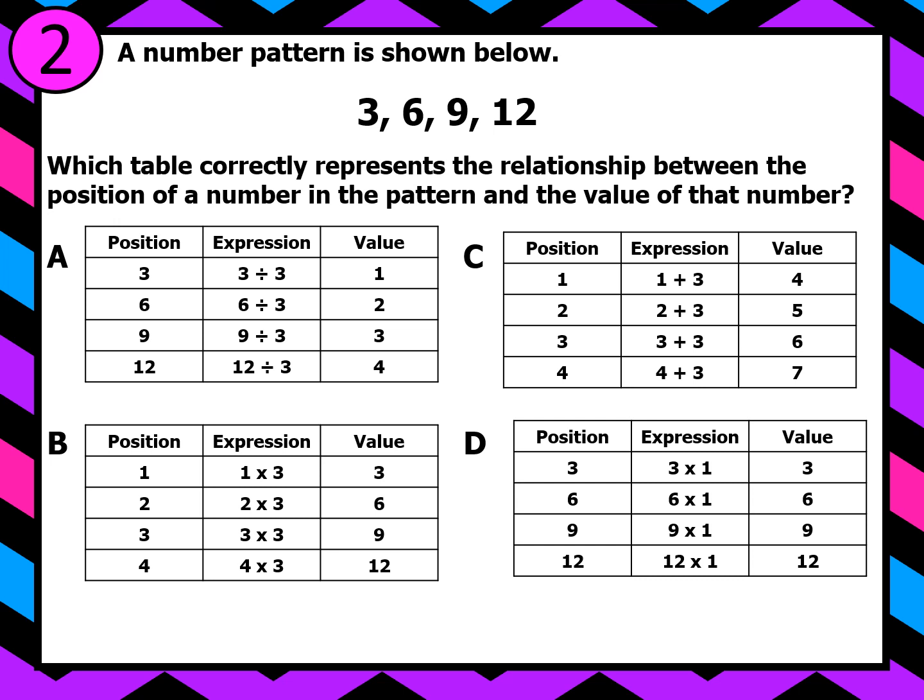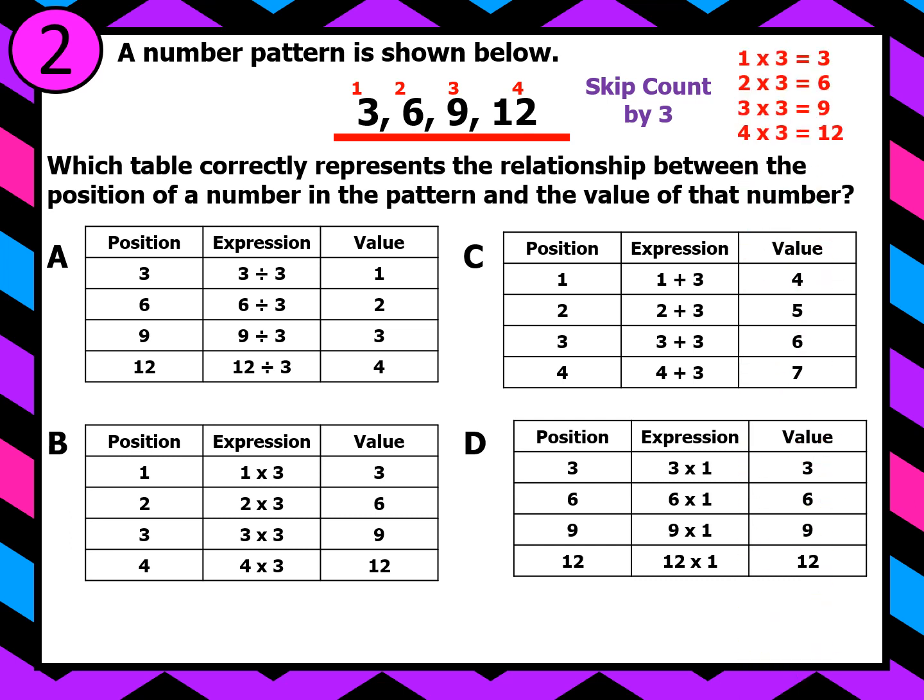When looking at this question, I see that I am given a set of numbers, 3, 6, 9, and 12. The 3 represents the first number in the set, the 6 represents the second number, the 9 represents the third number, and the 12 represents the fourth number. This pattern is skip counting by 3, and when I skip count by 3, I can relate that to the multiplication facts of 3. 1 times 3 is 3, 2 times 3 is 6, 3 times 3 is 9, 4 times 3 is 12. I'm going to make a connection between these multiplication facts and one of these tables.